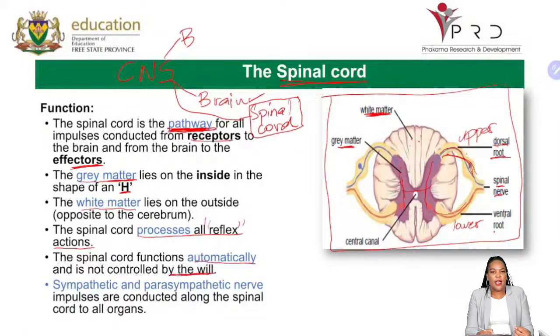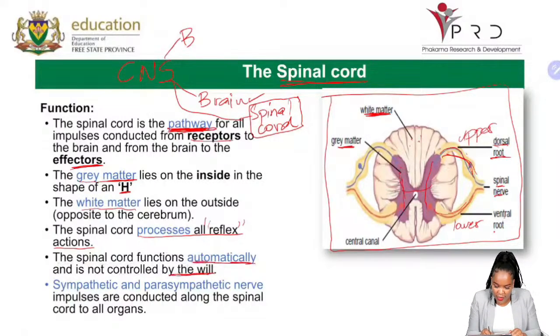So you cannot say, no, here is a stimulus, it's coming into the spinal cord, but no, I don't want to process it, or I don't want to feel this. The spinal cord acts in reflex. Reflex is what your body is doing to protect you. So your body will react without your will, without you telling it, without you thinking about it, whether you want to do it or not. So the spinal cord is automatic.